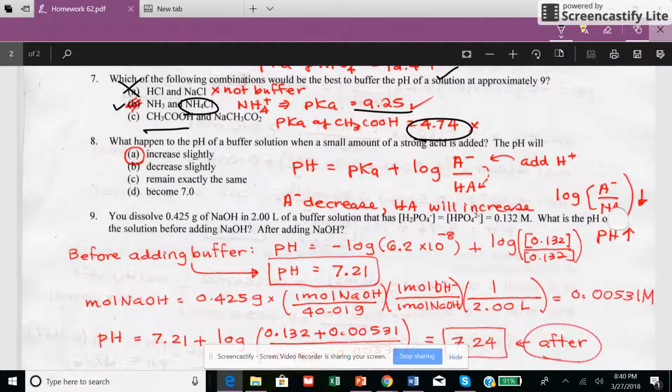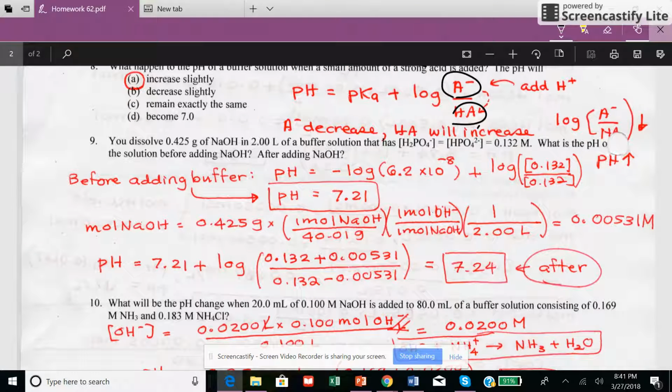Number 8, what happens to a buffer when a small amount of strong acid is added? You added acid, right? So that means that the conjugate base will react with H plus and become this. So that means that this ratio will decrease. Okay, so that means that this value becomes smaller. Okay, so that means that the pH will decrease slightly.